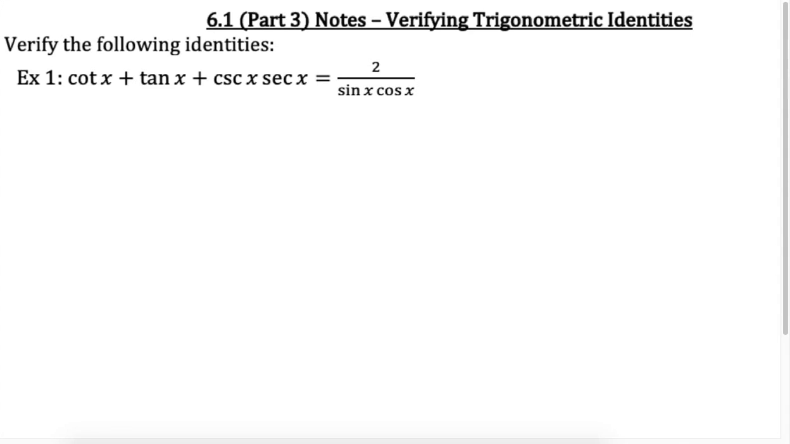All right, in 6.1 part 3, we are going to verify trig identities. This is very similar to what we've been doing, except now we are going to start with an equation rather than just an expression. So in this example here, we've got cotangent plus cosecant times secant equals 2 over sine times cosine.